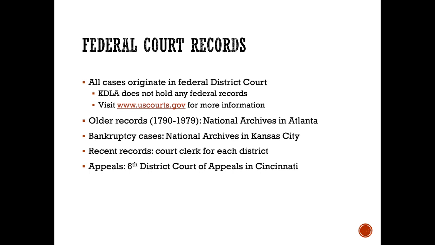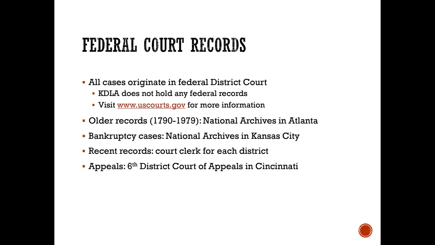So 1790 to 1979, you're probably going to find them at the National Archives in Atlanta. The bankruptcy cases specifically are at the National Archives in Kansas City. The more recent records, you're going to have to talk to the court clerk for each district. And then any appeals for the federal court went to the 6th Circuit Court of Appeals in Cincinnati. So any questions about these, you can talk to the federal court clerks directly, or you contact the National Archives. So just want to mention those.